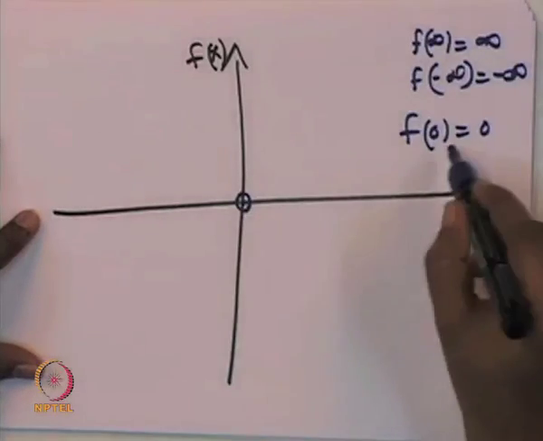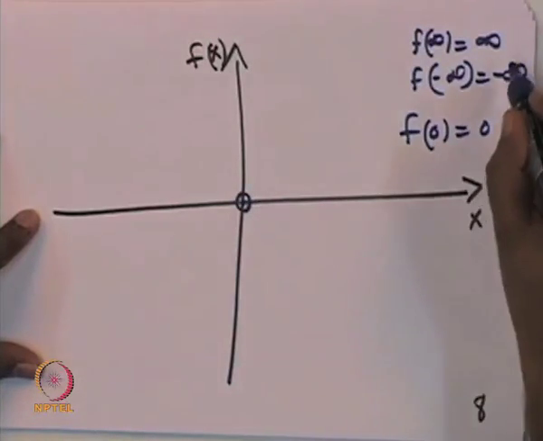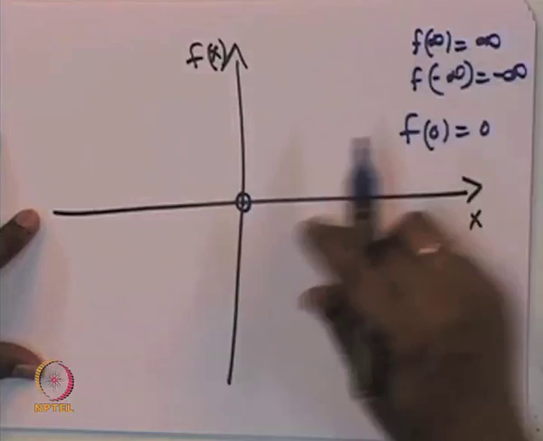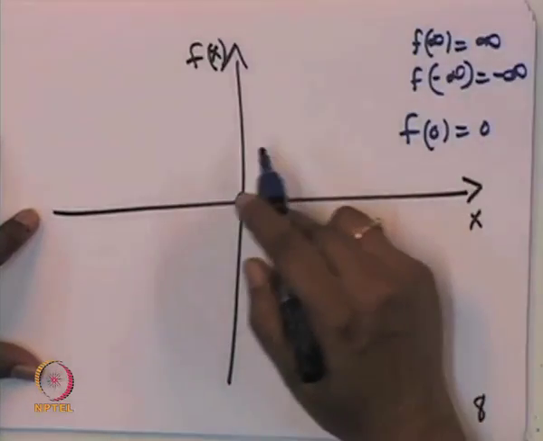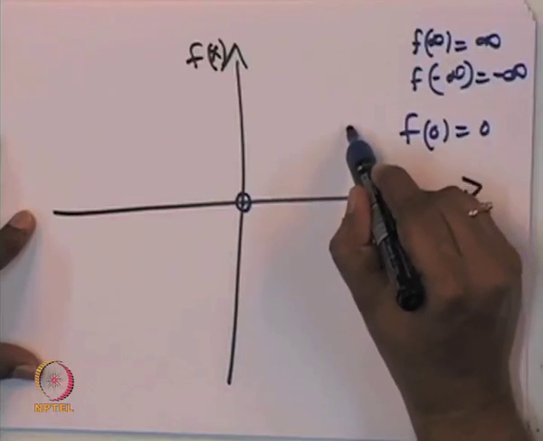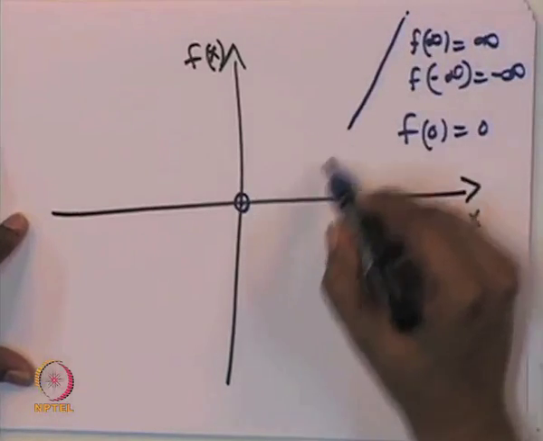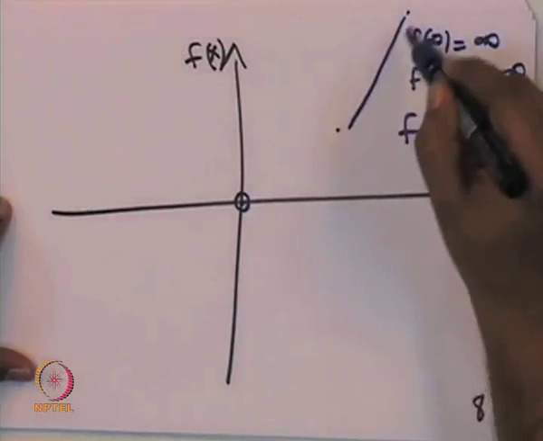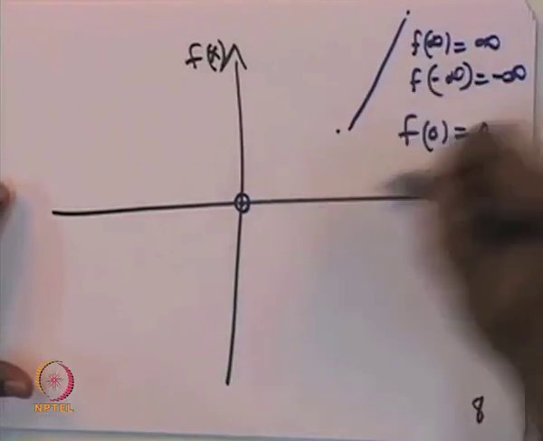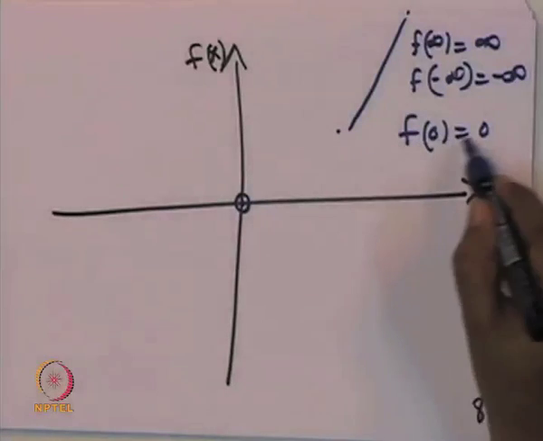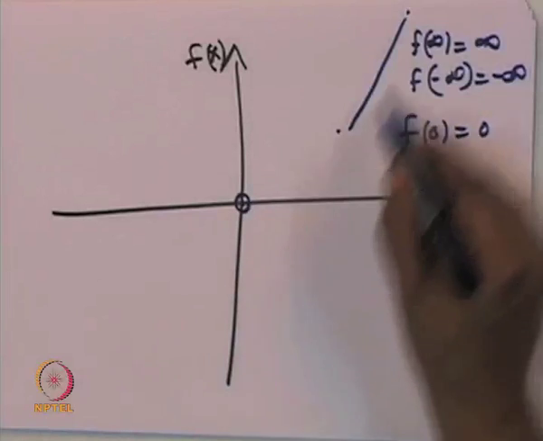So we know that f of 0 is 0, and as x goes to larger values, the function should go to infinity. So as x increases, the function should go to infinity. This is the only way the function can go to infinity: as x increases, the function also should increase. And you know that at 0 it has to be 0, so from here it has to go and increase somehow.